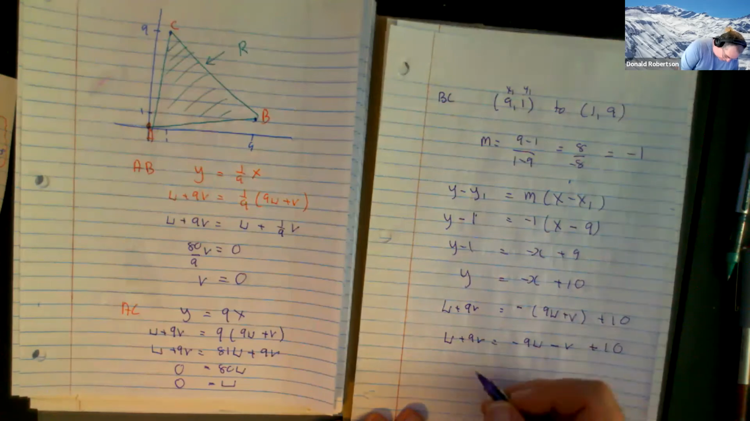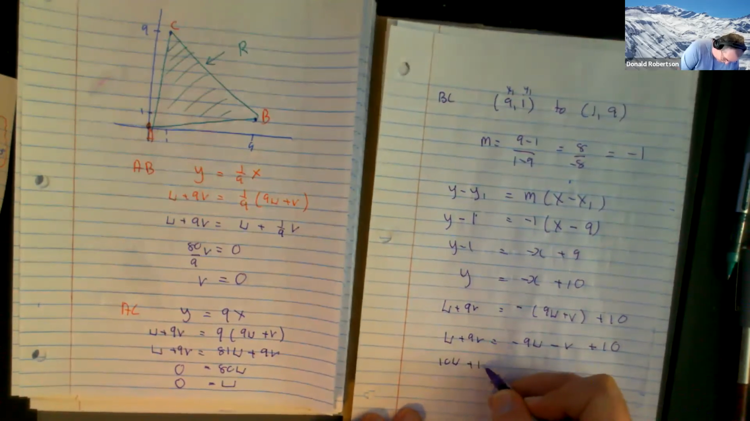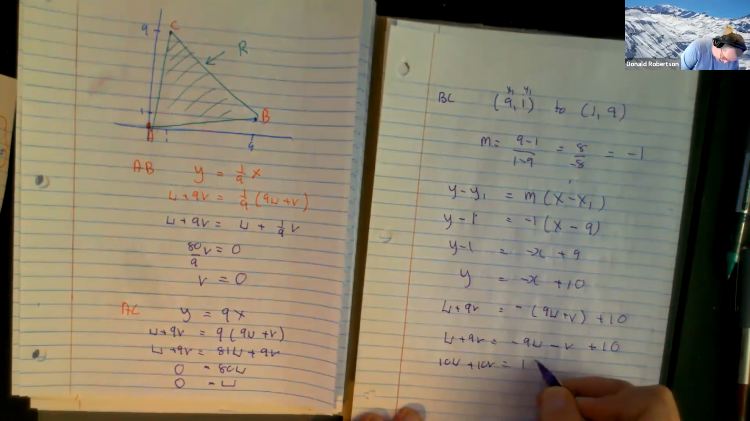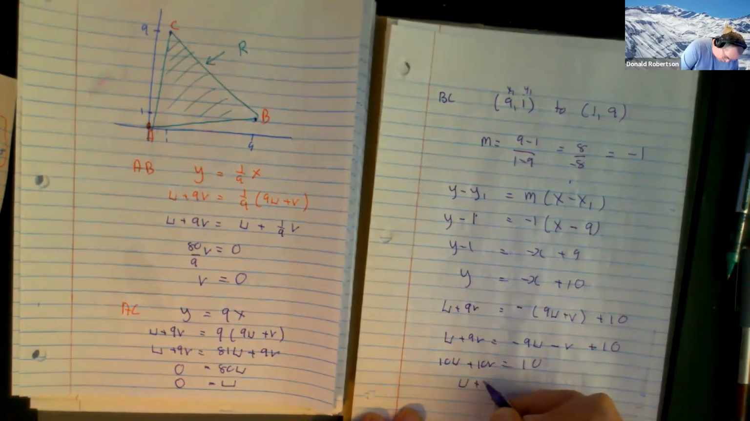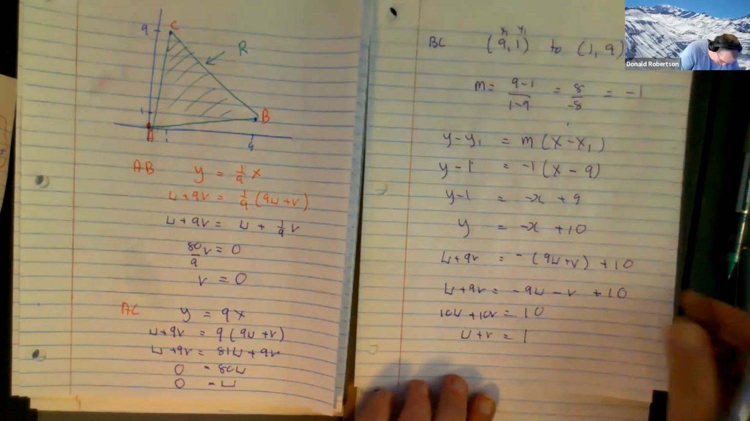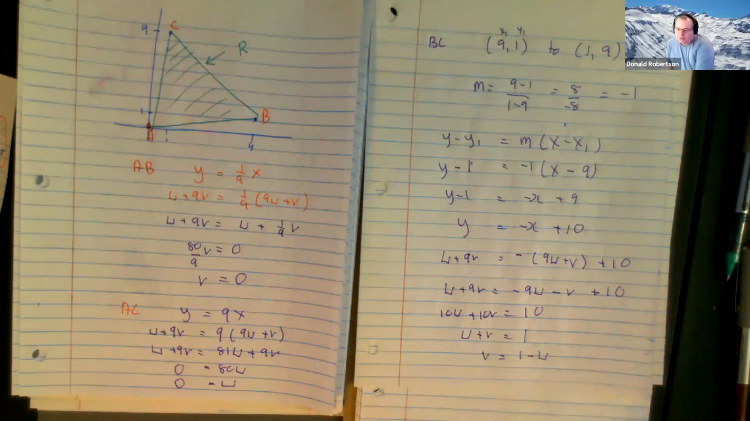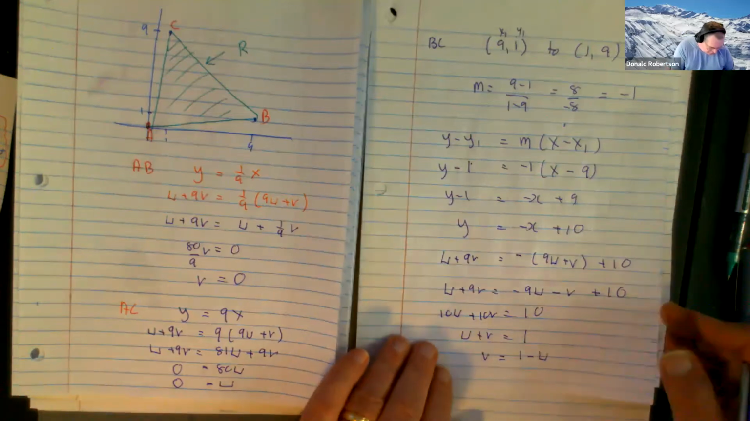Oh, add it to both sides, you get 10u. Add it to both sides, you get 10v equals 10. Oh, that's not too bad. u plus v equals 1. And I think that comes out quite nicely as v equals 1 minus u. I'm thinking of u and v alphabetically like x and y.